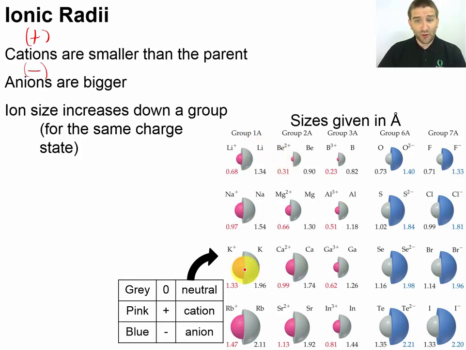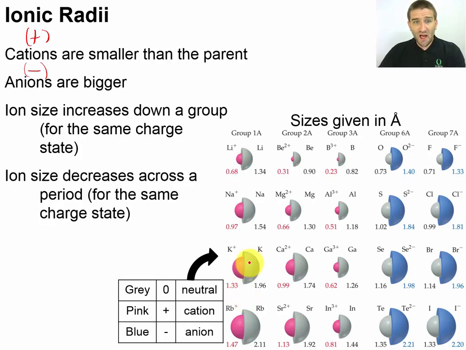Now, as you go down a group, we're going to be adding more and more electrons. So if you stay with the same charge state, +1, +1, +1, you do expect that they're going to follow the same trend we saw for the atoms. As you go down, they get larger. And that's exactly the case. Similarly, ion sizes are going to decrease across a period, going from left to right, for the same charge state.